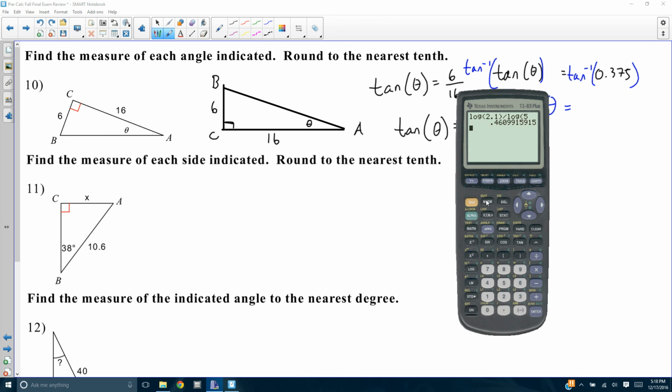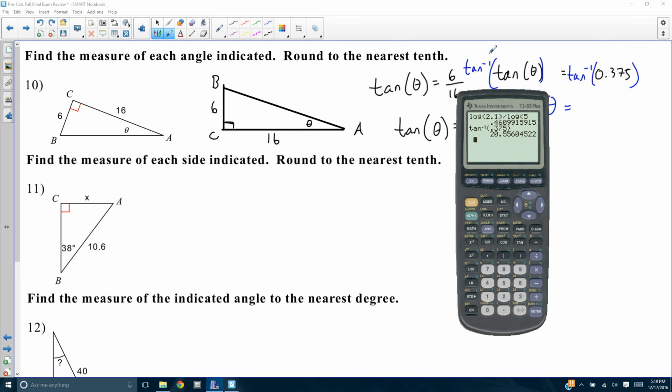Quit out. Let's take the inverse tangent of 0.375. Where is this button? Well, it's above the tangent button, so it's the second function right there. 0.375. If you want to try 6/16, please go ahead, we'll get the same answer. Or 3/8, please go ahead, we'll get the same answer. So right here, we get this value, round to the nearest tenth.